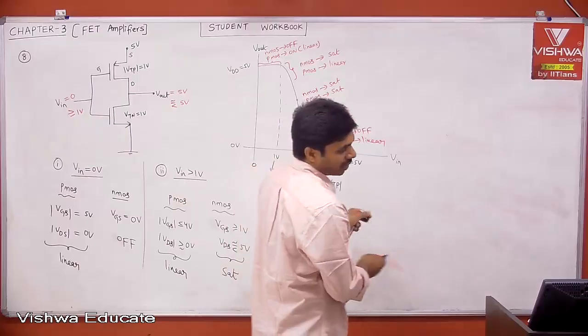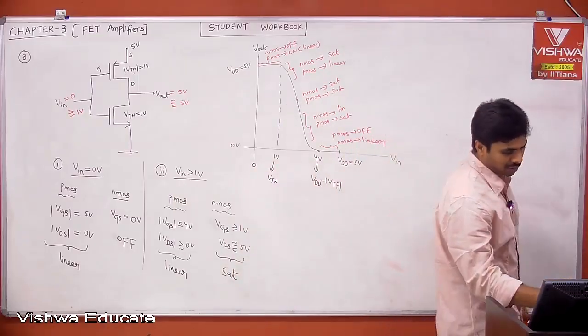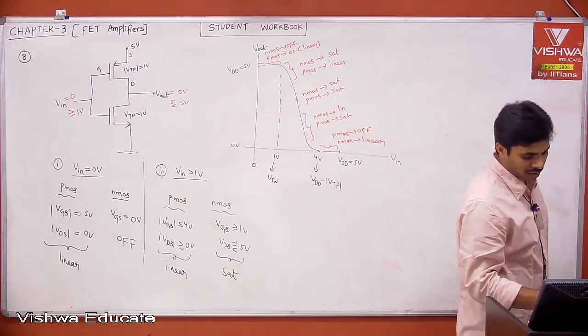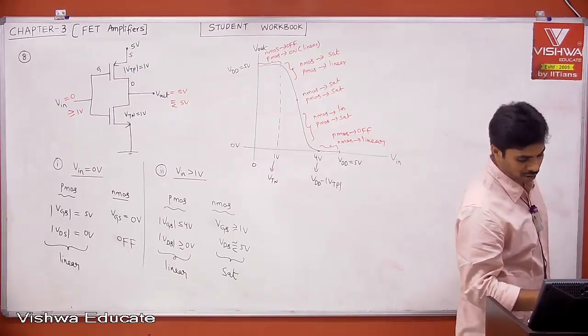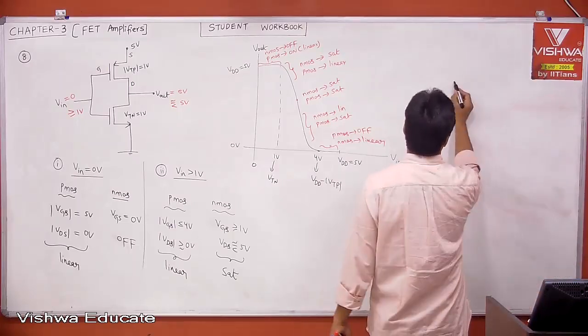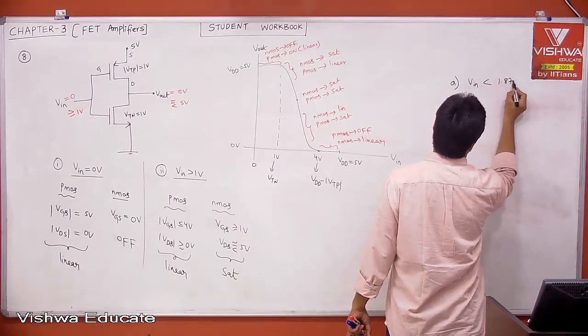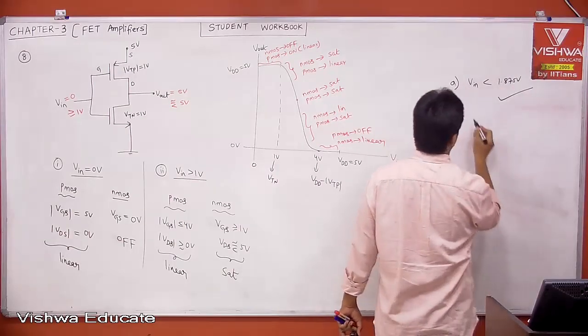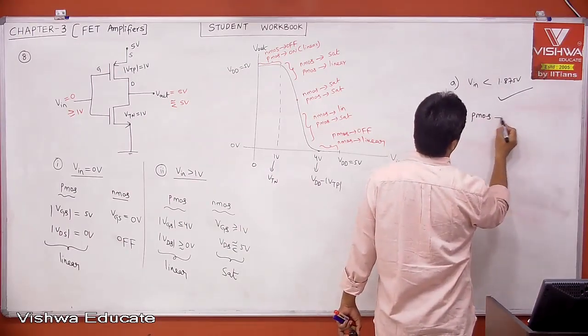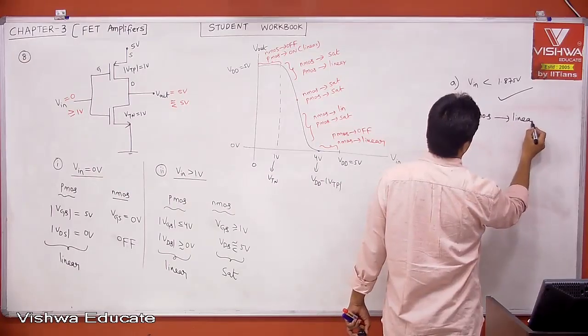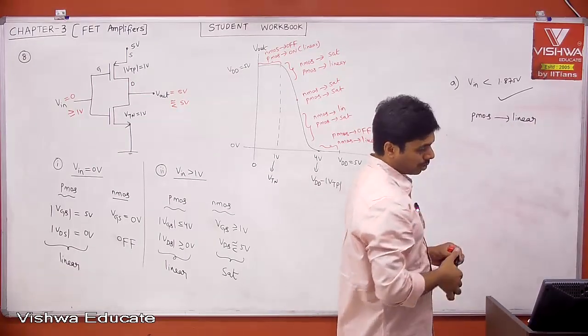Option A is satisfied. Option B is not satisfied. Option C is not satisfied. Option D, for all 0 to 5, no, that is not correct. Therefore, option A: in less than 1.875 volt, this is true. Your PMOS is in linear region.